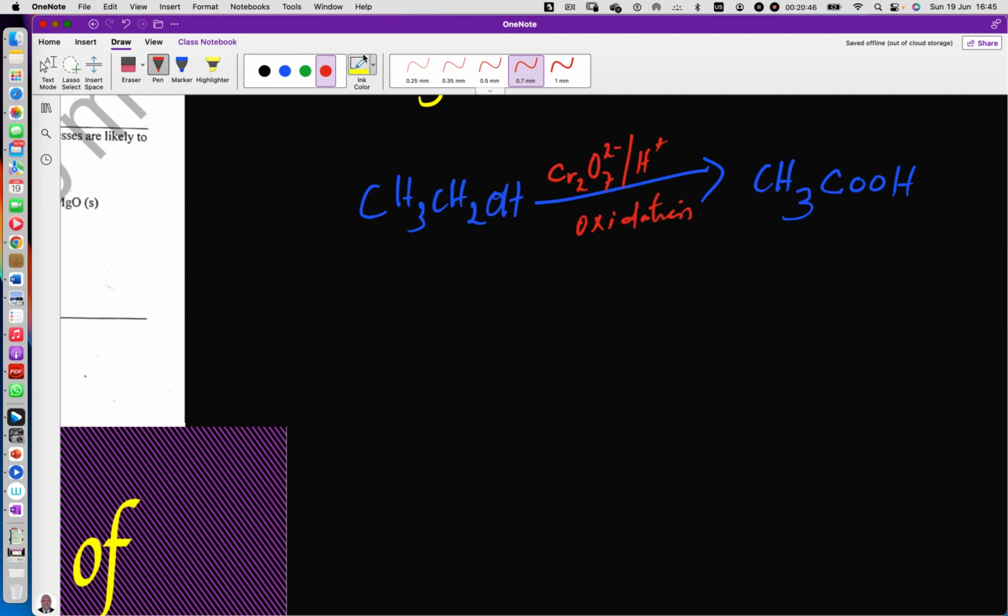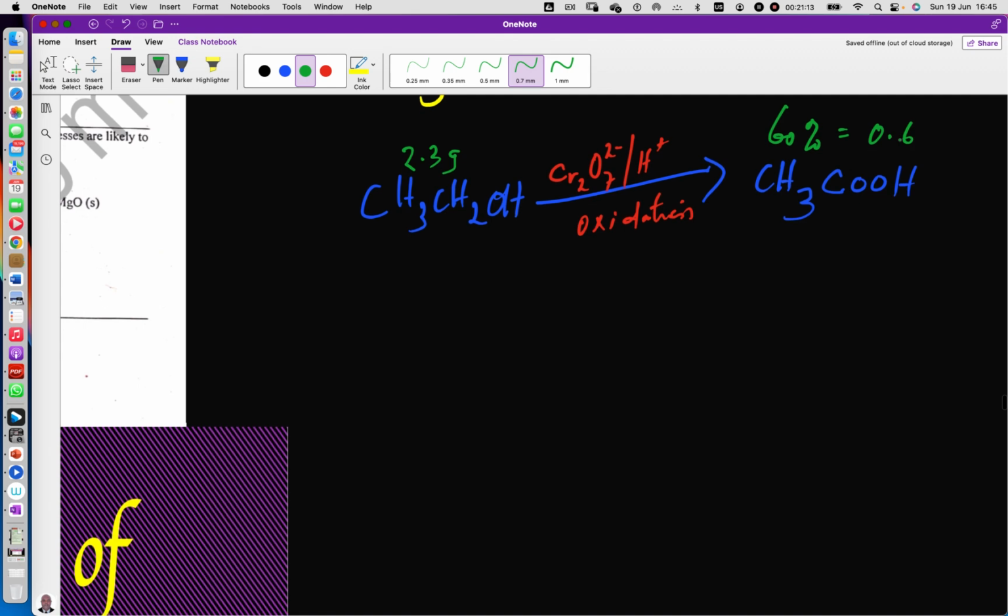And what are the masses? There we have two masses: this is 2.3 gram, and this is 60%. The product is 60%. Another equivalent for 60% is 0.6. That is, 60% is 0.6.